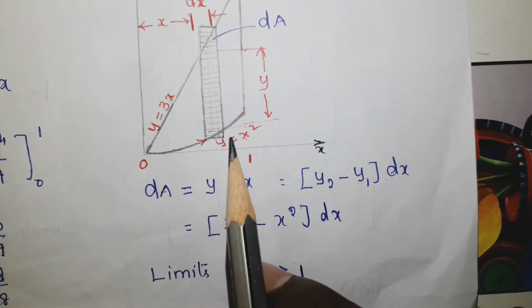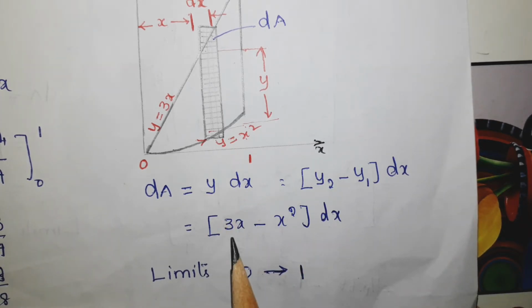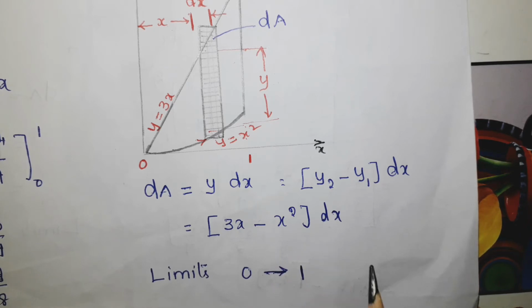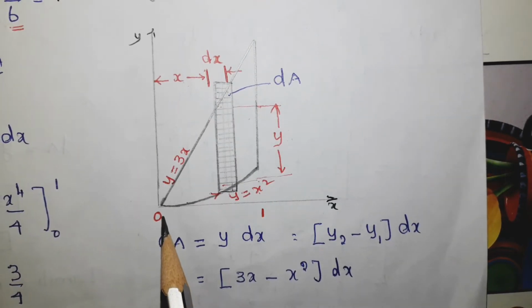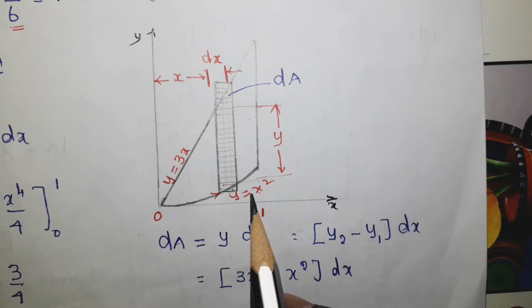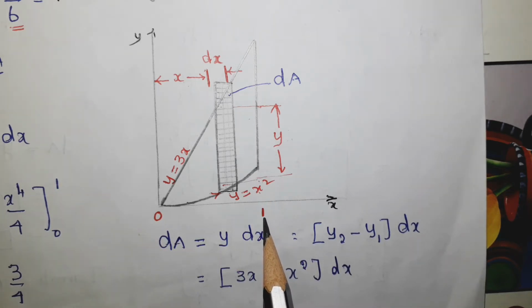And substitute the upper and lower equations. So this will become like 3x minus x square into dx. Then the second important thing is the limits. You see here, this is the lower limit where x equal to 0, and here is the upper limit where the x will become 1.